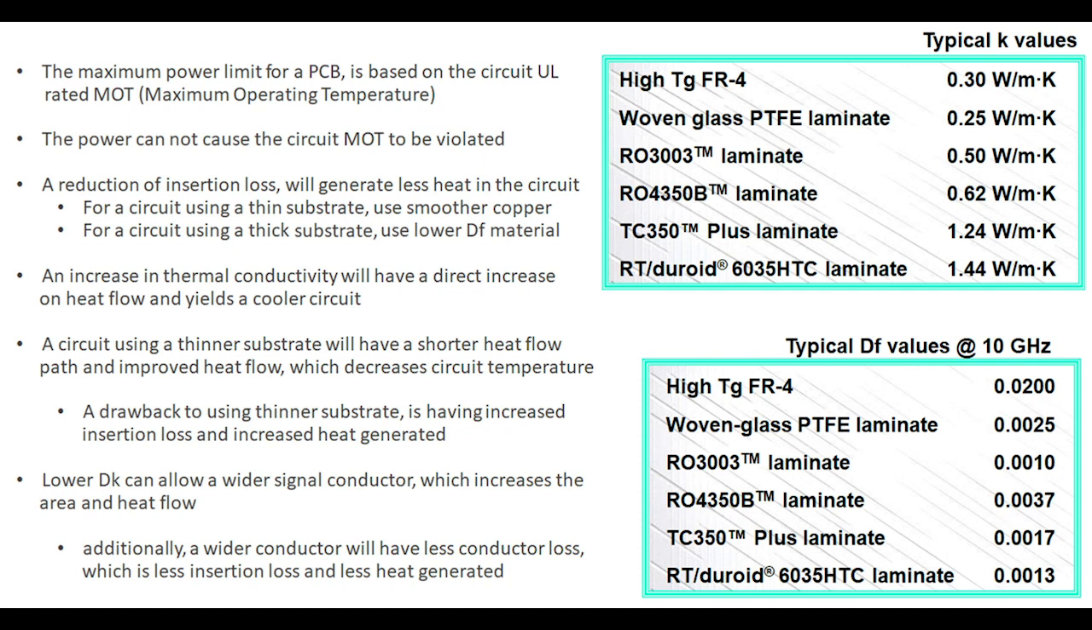And then last, one thing that's usually not thought about much for thermal management is dielectric constant, and if you use a lower dielectric constant material, that's going to allow you to get a wider conductor, and the wider conductor means the area that's part of the formula, A, that area is going to increase, and with an increased area you have increased heat flow, and that's good for a cooler circuit. The other thing with having a wider conductor is you have less conductor losses and also less insertion loss. With less insertion loss, you have less heat generated. So all around, that's a good way to go as well.